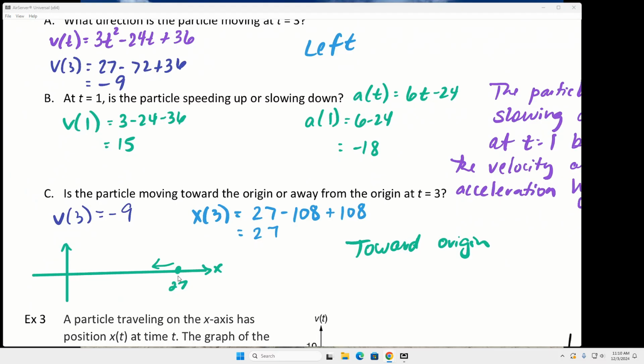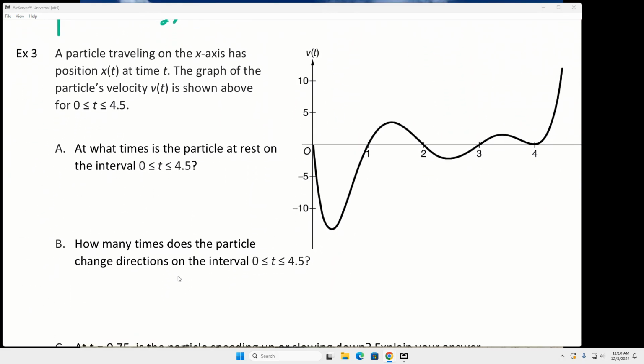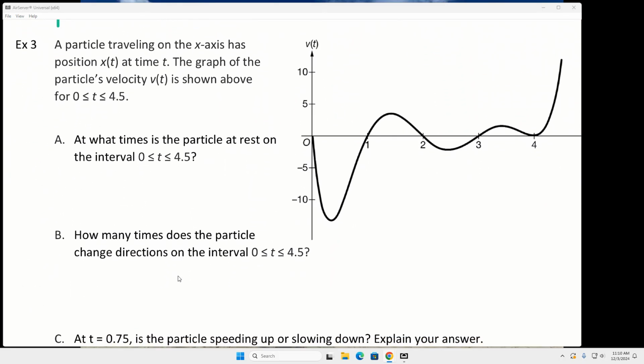All right, and then on this last example, I kind of love these problems actually. So we have a particle is moving on the x-axis again, but the graph is the particle's velocity. Pay attention, this is the velocity, this is not the particle, this is the velocity. So A asks at what times is the particle at rest? Equals 1, 2, 3, 4. Any other time? 0. Yes.